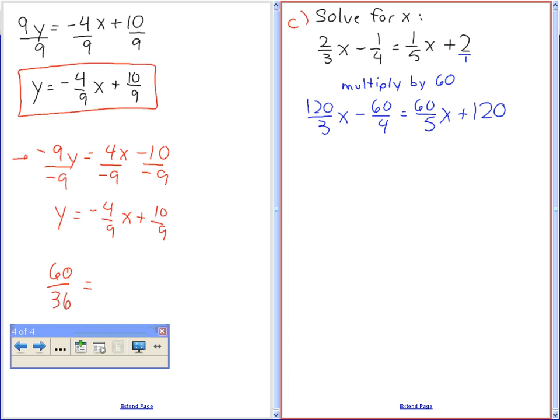Okay, let's do some dividing. Someone other than Chris here. Go ahead, Hannah. It's 40x plus 15 equals 12x plus 120.